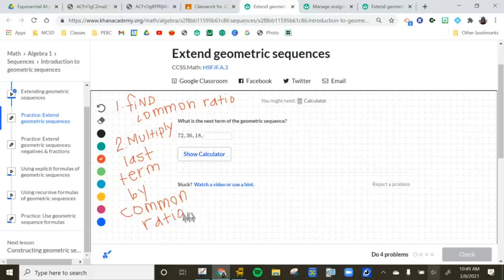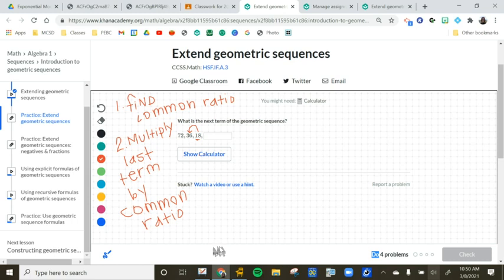Do you want me to go over one? Yeah? Okay. So this one that I'm looking at, they give me 3 numbers in a sequence. First thing I need to do is find a common ratio. To find the common ratio, I take one number in my sequence. So let's say 18, and then divided by the previous term.